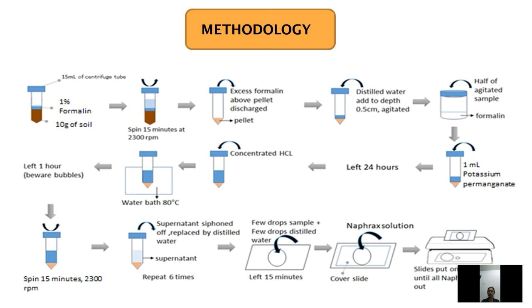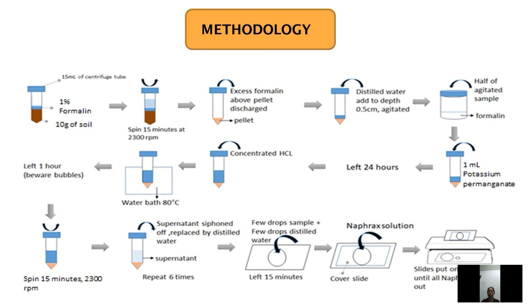Potassium permanganate solution will be added to the remaining agitated solution and left for 24 hours. After 24 hours, 1 ml of concentrated hydrochloric acid is added into the solution and placed in a water bath with temperature of 80 degrees Celsius for 1 hour. The sample will be centrifuged at 2300 rpm for 15 minutes after being taken out from the water bath. The supernatant will be siphoned off and distilled water will be added. This centrifuge step will be repeated 6 times to get a clean diatoms sample.